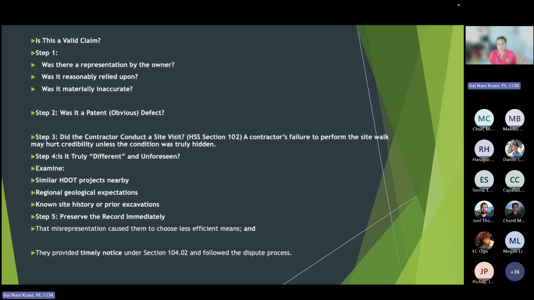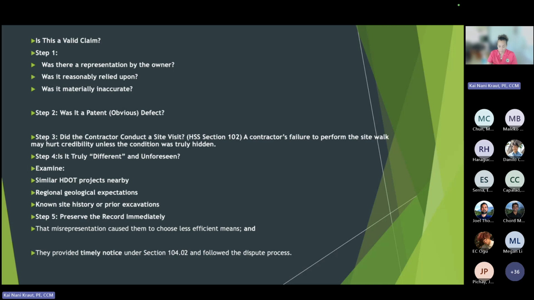So let's go through the steps. Is this a valid claim? Number one, was there a representation by the owner? Was it reasonably relied upon? And was it materially inaccurate? So what was the representation by the owner in this situation?